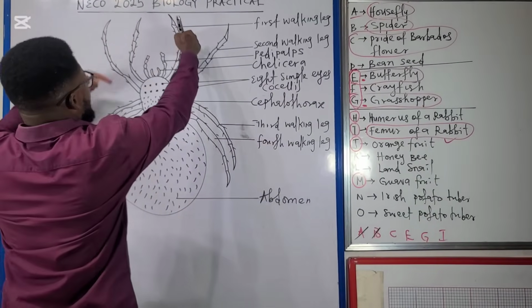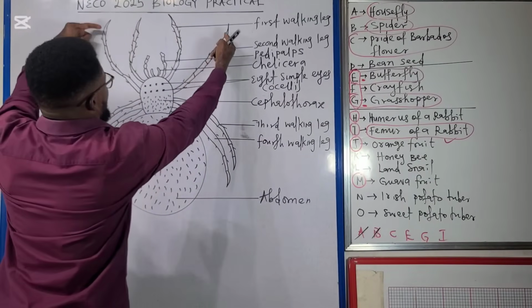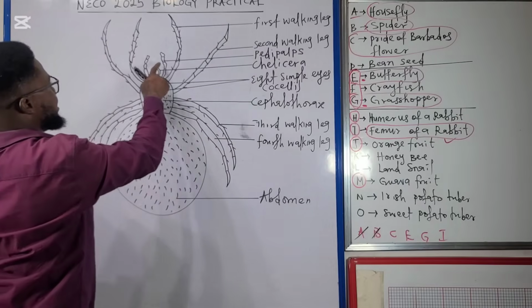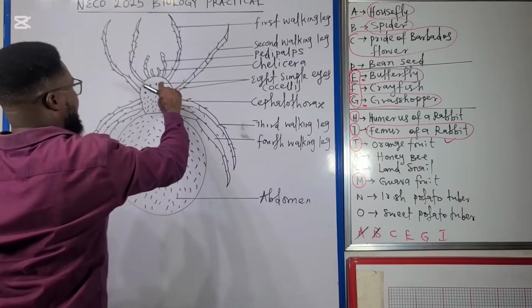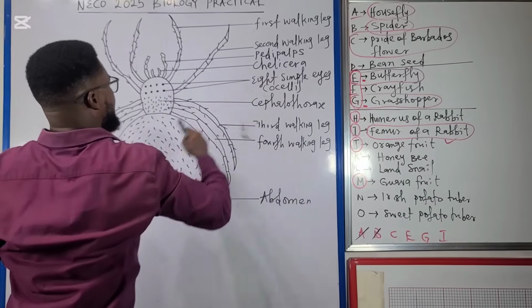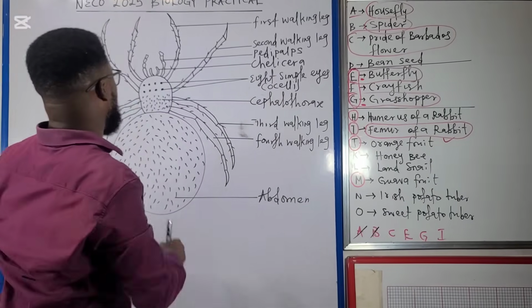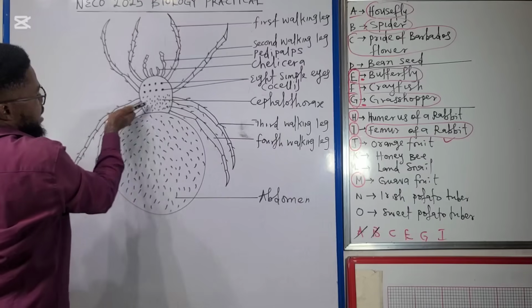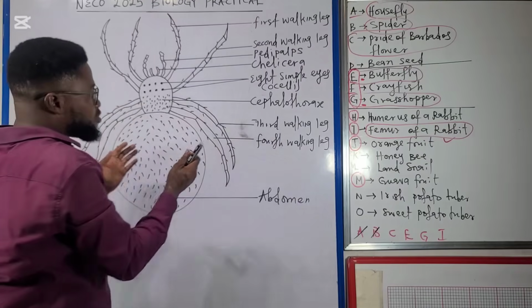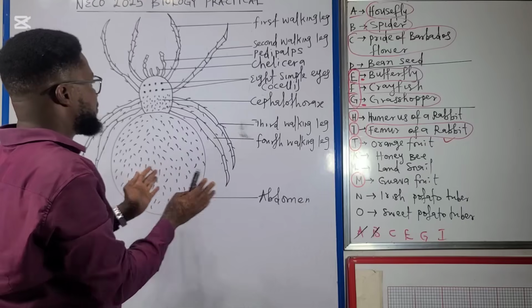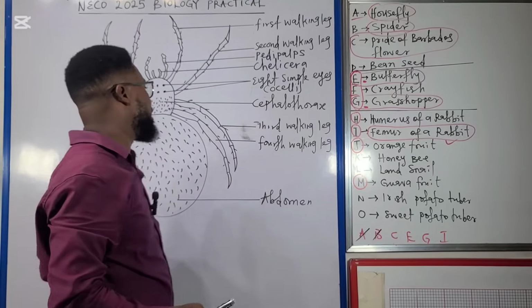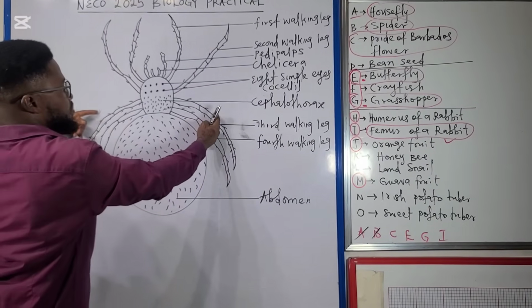This is the first walking leg. This here is the second walking leg. This here is the pedipalps. This is the chelicera. These are 8 simple eyes, otherwise called ocelli. Now this region here is the cephalothorax, which means that the head and the chest, thorax, are fused together to form the cephalothorax. This is the third pair of walking legs.